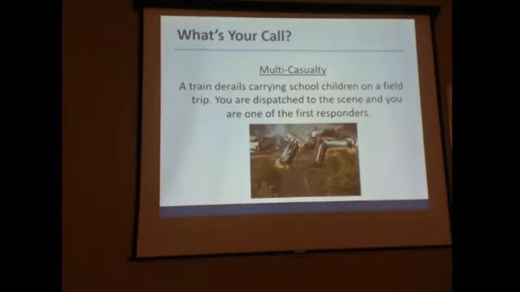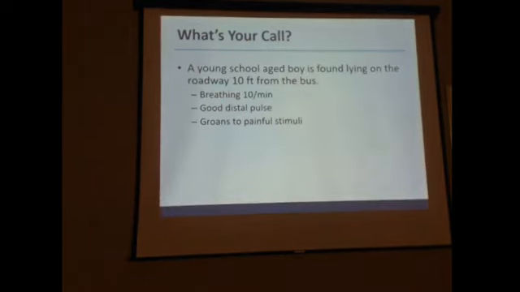What we're going to do is go through all those scenarios again, and answers changed, and a couple probably will. So, we have the young school-age boy who's lying on the roadway 10 feet from the bus. He's breathing 10 times a minute. What do we make him? Red, period. We don't even care about the rest of the information. He's a red.